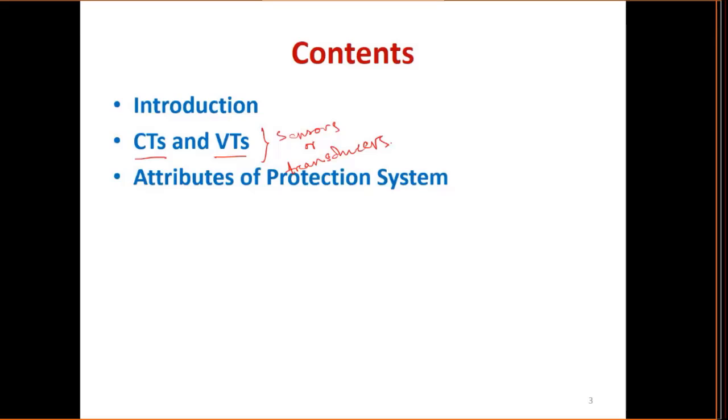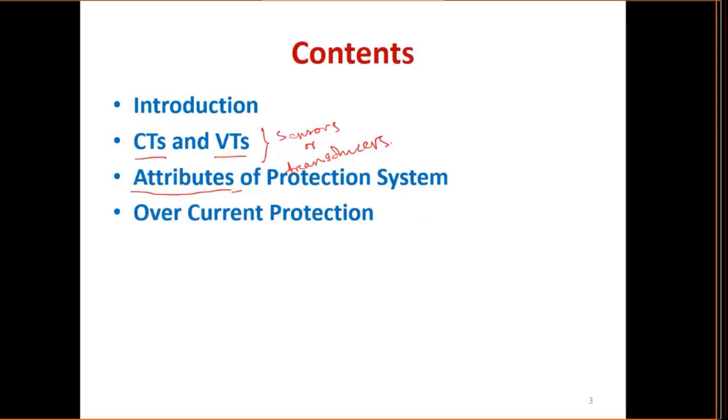Then we'll talk about some of the attributes of a protection system. That means we'll characterize how we can characterize the protection system or protection schemes. If we are designing a protection system, how will it be evaluated? There are different attributes, like sensitivity, reliability, all those things. We'll talk about this in this section.